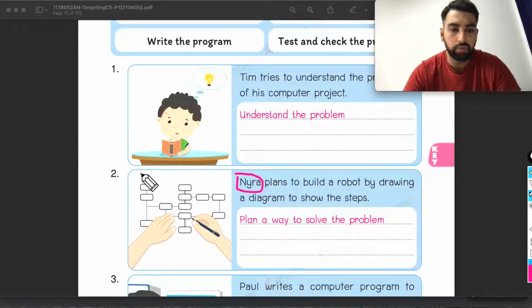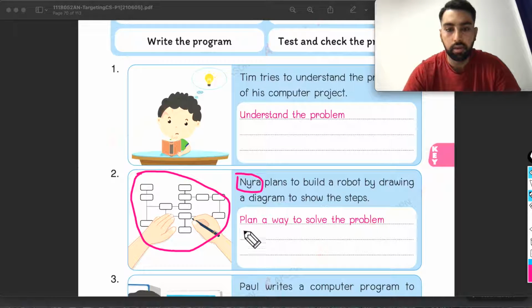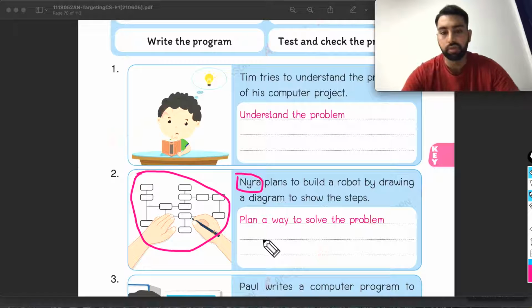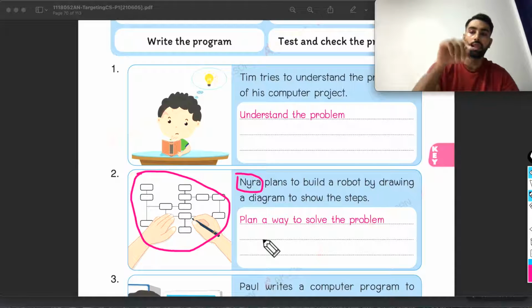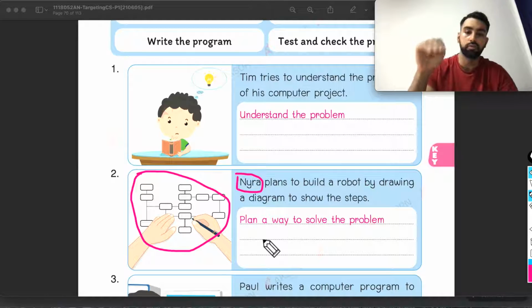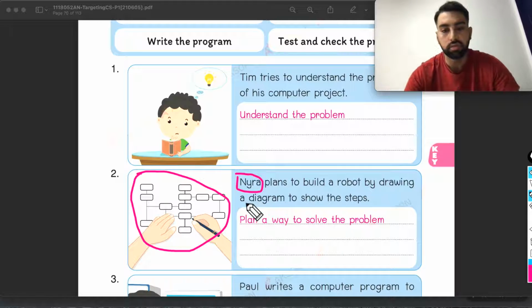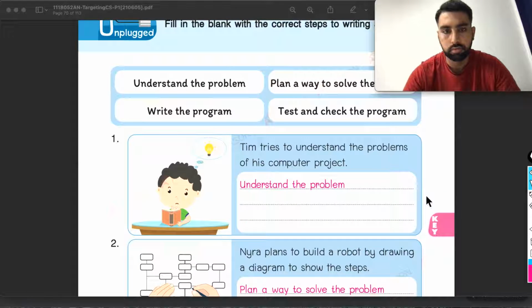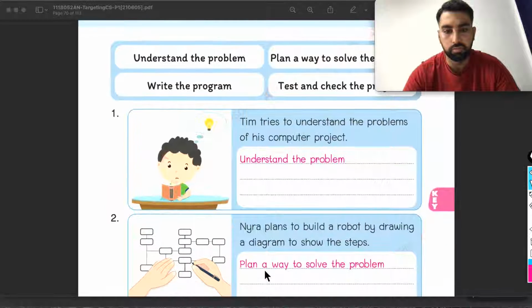So this is the diagram, as you can see here. To solve the steps, plan a way. This is the planning that you are doing to solve the steps. All right, so this is how you do it. As you can see here on the top, number one, understand. This is here, plan a way to solve the problem, that is here.